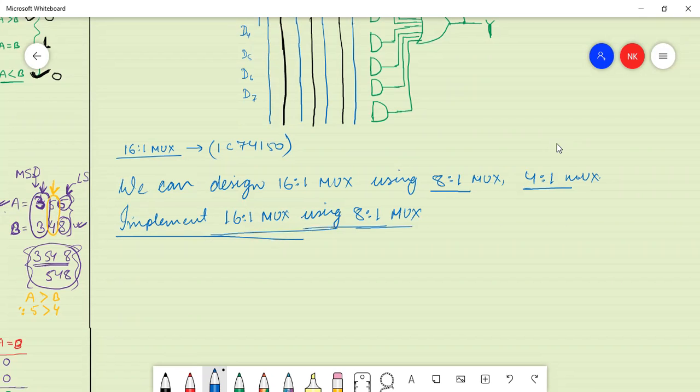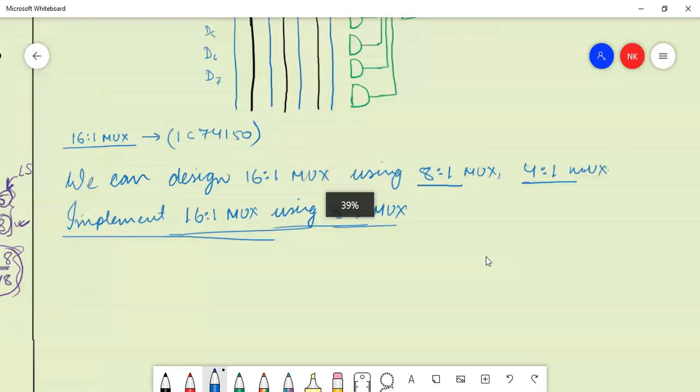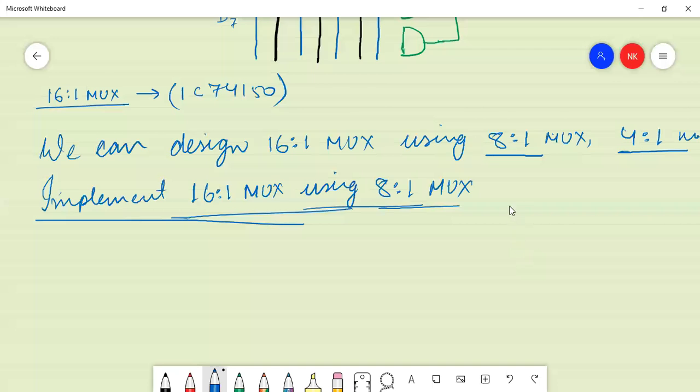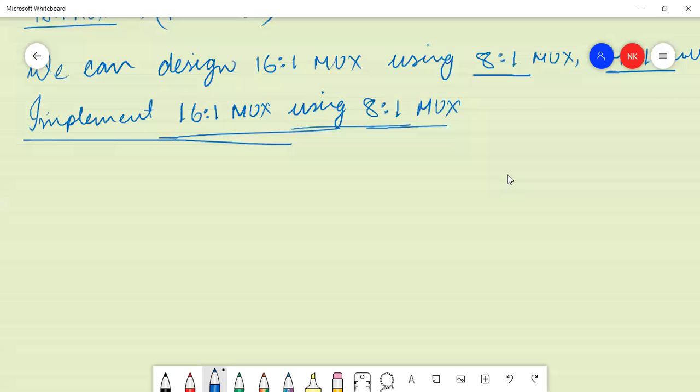हमें ये करना है. This is our motto. So how we can do that? So in this case we require 2 8:1 mux because हम लोग क्या जानते हैं कि 8:1 mux में सेलेक्ट लाइंस कितने होंगे? 3 होंगे. ठीक है, तो क्योंकि अब हमें 16:1 मल्टीप्लेक्सर बनाना है, तो 16:1 मल्टीप्लेक्सर में नंबर ऑफ सेलेक्ट लाइंस कितने होंगे? 4 होंगे.